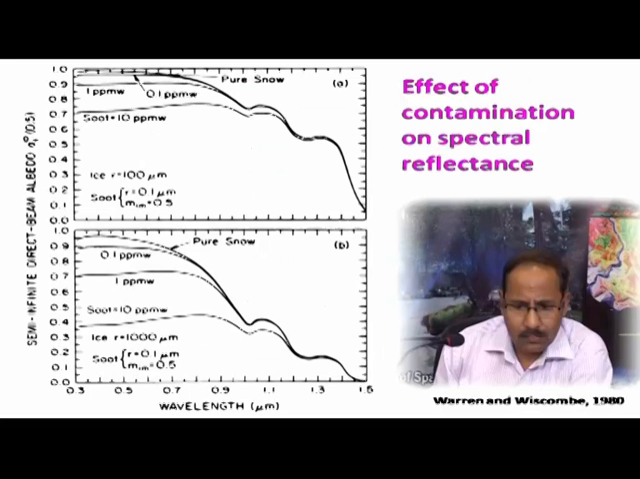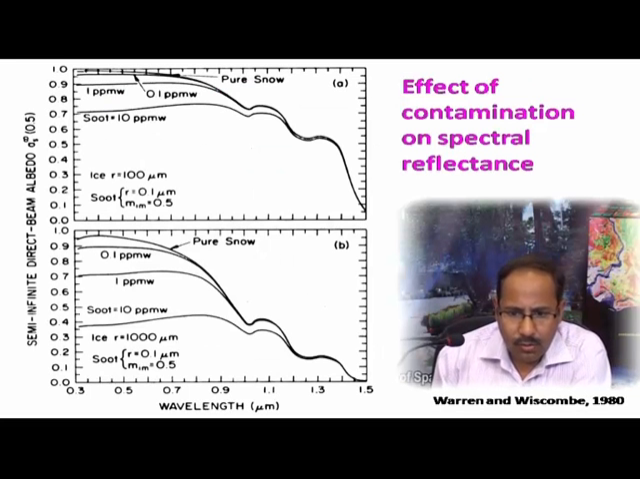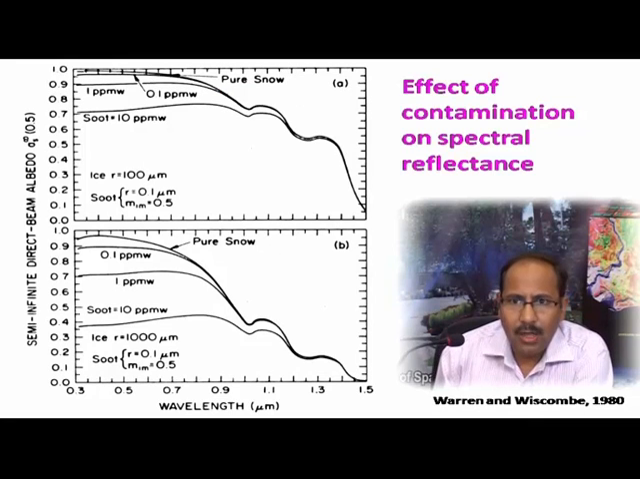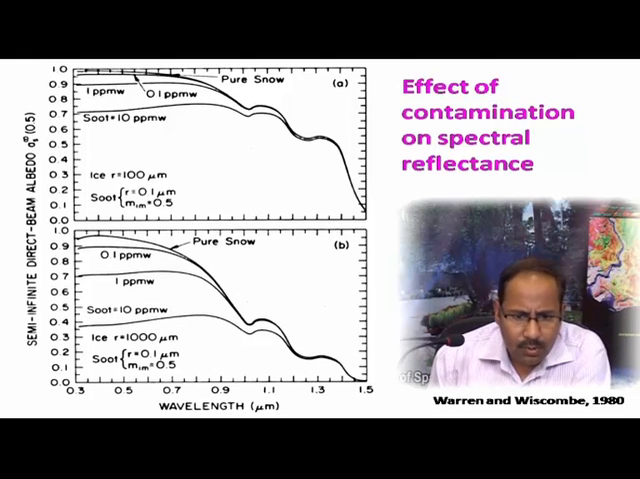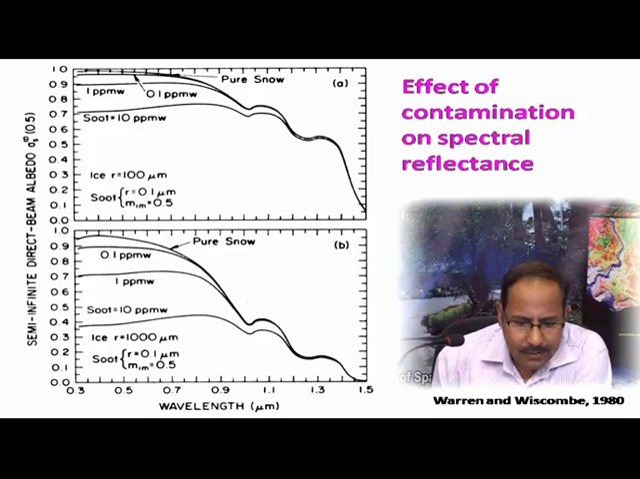The second is the effect of contamination. Contamination is basically the pollution. That pollution may be through soot, black carbon, or by any other thing like dust. You will find that once the contamination increases, the reflectance in the visible region decreases, and this decrease is significant. These are the experiments carried out by Warren and Wiscombe.